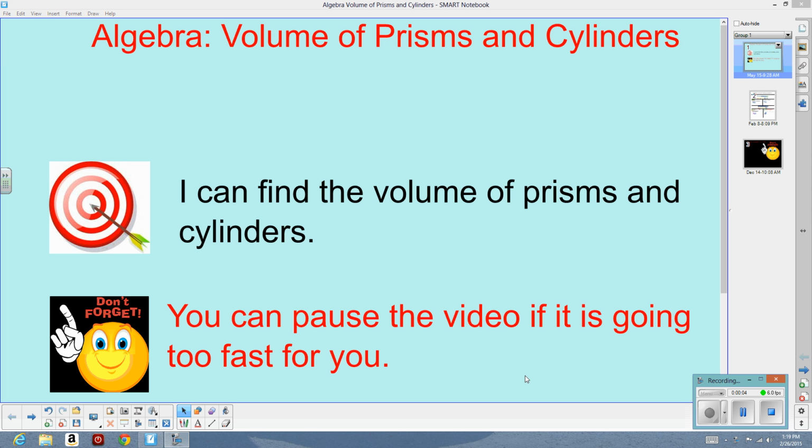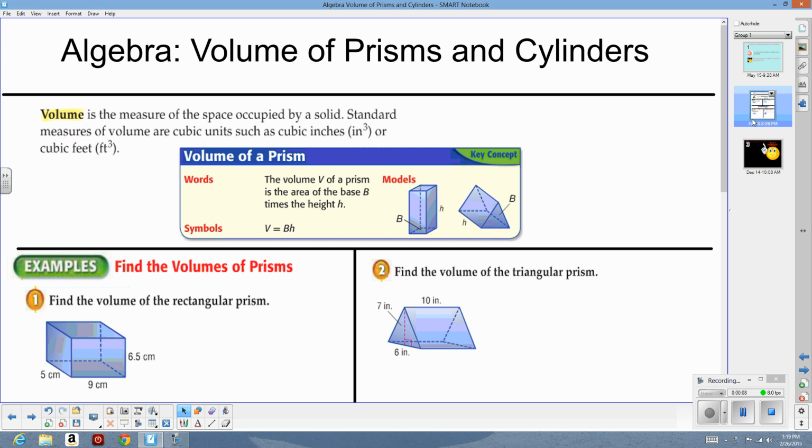In this lesson, you'll be finding the volume of prisms and cylinders. Volume is the measure of the space occupied by a solid. It's how much fits inside. The measure of volume is always in cubic units. It's how many cubes fit inside.